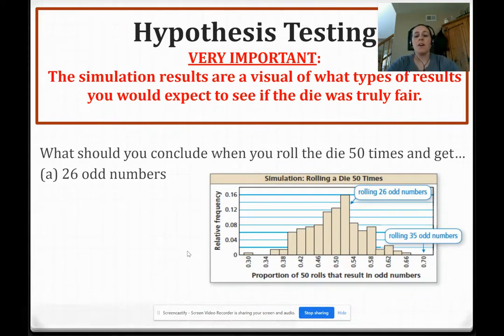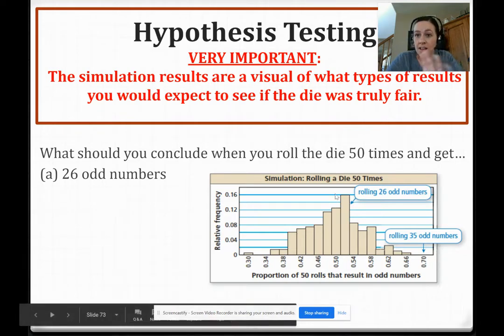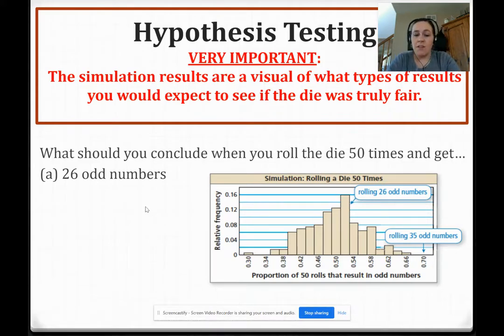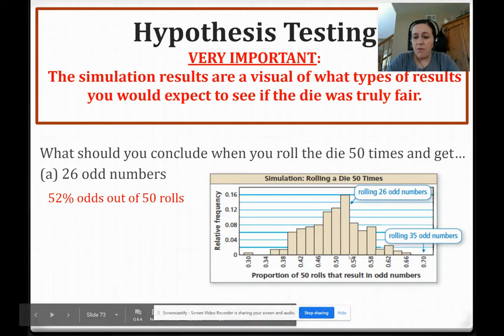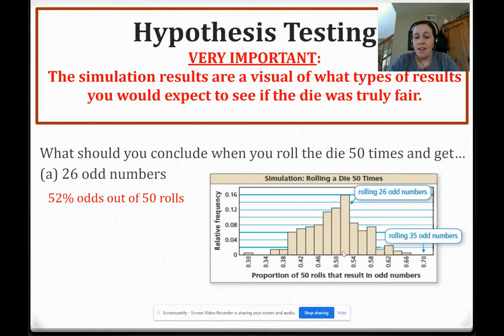Okay, so we're going to use these simulation results, and it asks, what should you conclude when you roll the die 50 times and let's say you happen to get 26 odd numbers? I look at my histogram, and the claim is that the die is 50-50. I'm going to look at what 26 out of 50 rolls would be, and that ends up being 52%. So I rolled it 50 times and got 52% odds. If I look at my histogram here, the highest bar, right between 0.5 and 0.54, is 52% odds. If you look at the height of that bar, that outcome happened a bunch of times.